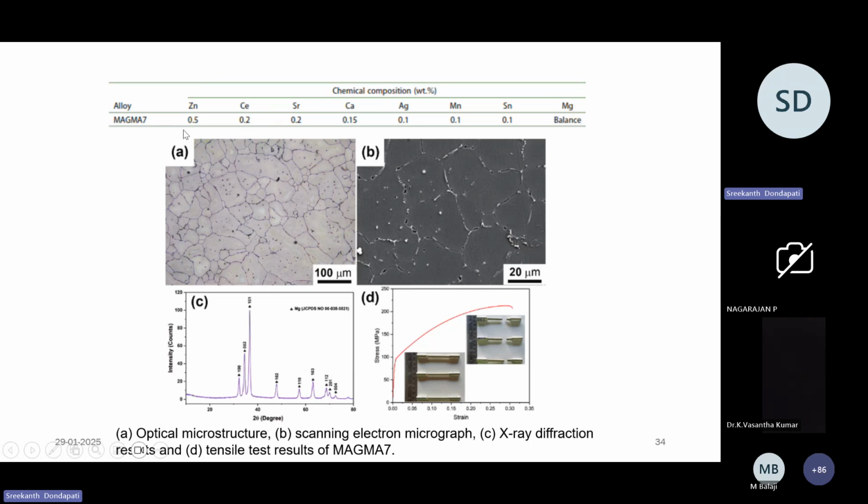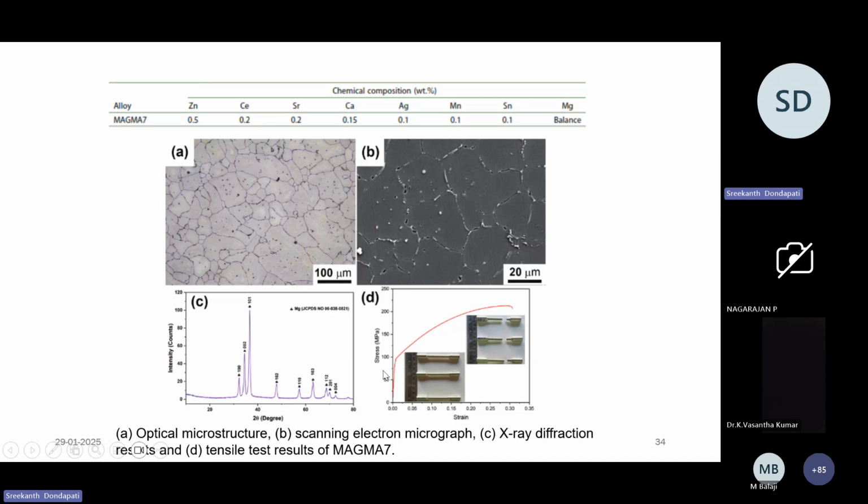And here you see the chemical composition; the weight percentage of each element is very, very minimal. That's why we call it microalloying. When we prepared the alloy using the casting route and looked at the optical microstructure and the scanning electron microstructure to see the surface morphology, you can clearly observe almost no intermetallic compounds. So it's as good as pure magnesium. Here you can say there are some intermetallic compounds, but they are so minimal that we couldn't find anything in the XRD pattern.